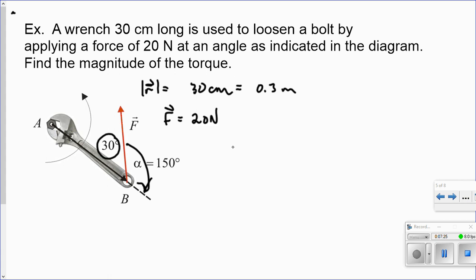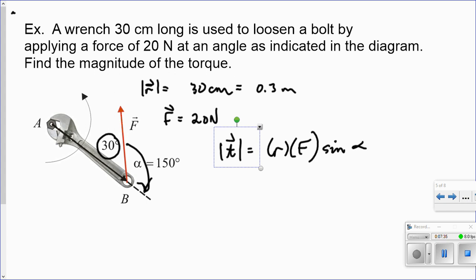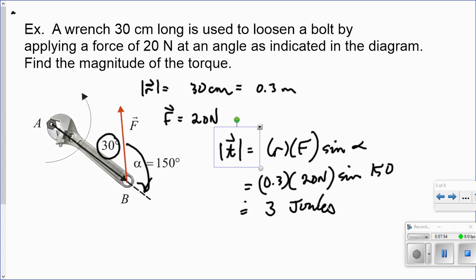So our torque, we're going to do the calculation R times F times the sine of that given angle here. R I'm going to find to be 0.3. The force we said was 20 newtons, and it's going to be the sine of 150. I get that full product to be about 3 joules. So that's the magnitude of the torque that's placed on that bolt at point A here.